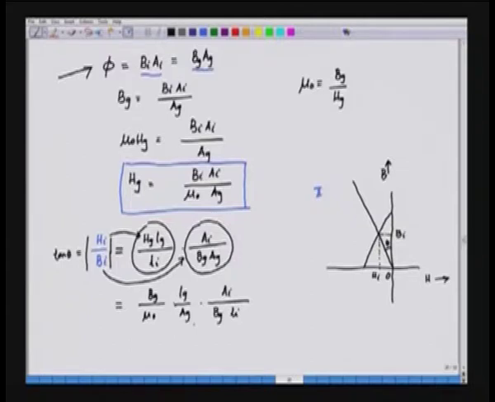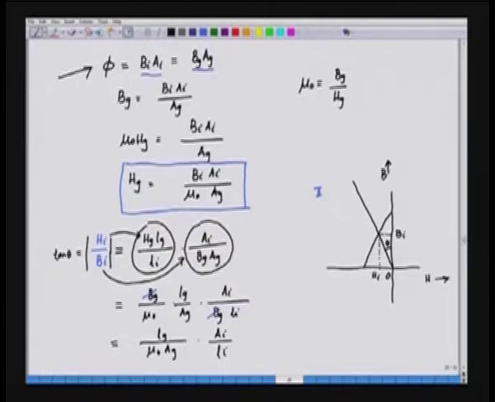This above equation can be rewritten in the following fashion. The right hand side is Bg by mu naught into Lg by Ag into Ai by Bg into Li. Now, this Bg and Bg will be cancelled. So, ultimately what we have is Lg by mu naught Ag into Ai by Li. So, this is what we have here. This is basically tan theta.